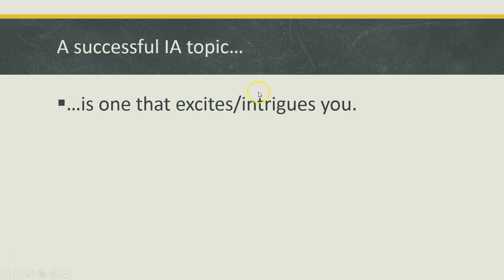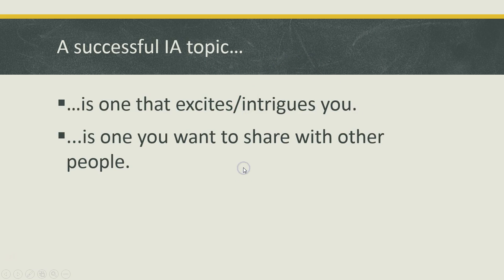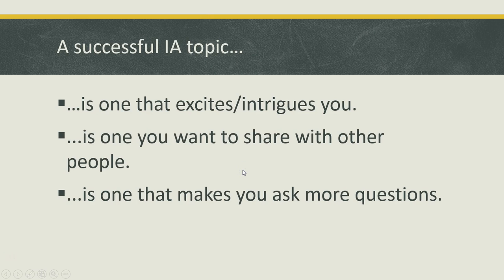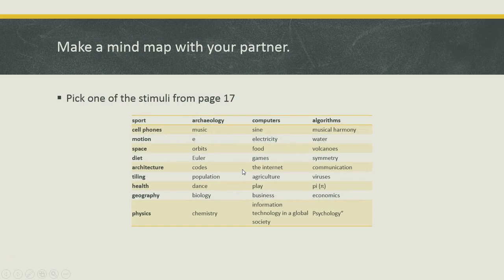So a successful IA topic is one that excites or intrigues you. You want to share it with other people, and it makes you ask more questions. So you're looking for something that you're really willing to spend the time on.